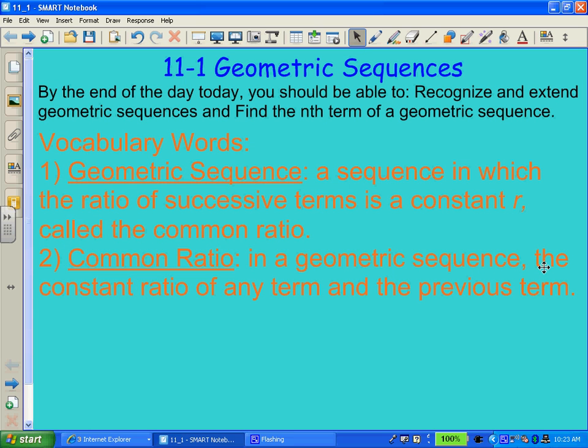Now, the difference between a geometric sequence and an arithmetic sequence, which we talked about in 4-6, is that in an arithmetic sequence you are adding or subtracting the same number. In a geometric sequence, you're pretty much multiplying by the same number, I should say, because we're going to deal with ratios. So you're multiplying by the same number. Okay?